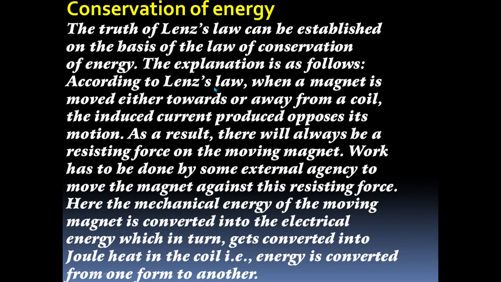According to Lenz's law, when a magnet is moved either towards or away from the coil, the induced current produced opposes its motion. As a result, there will always be a resisting force on the moving magnet. So the induced current opposes its motion. As a result, what? There will always be a resisting force on the moving magnet.